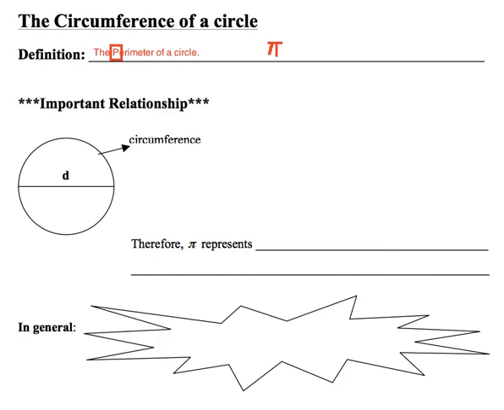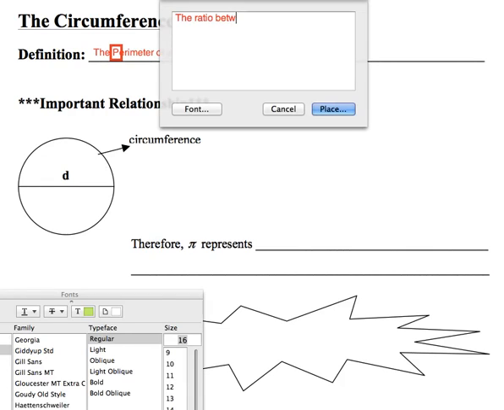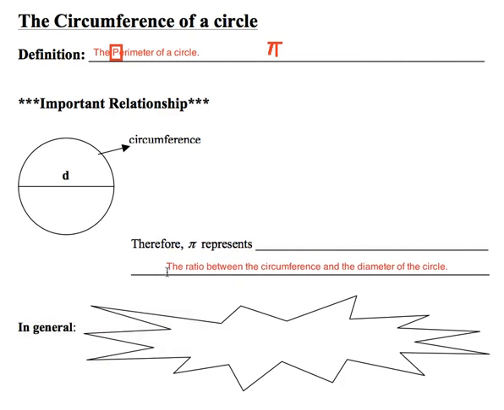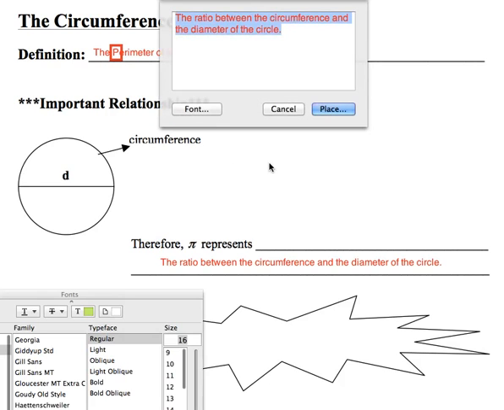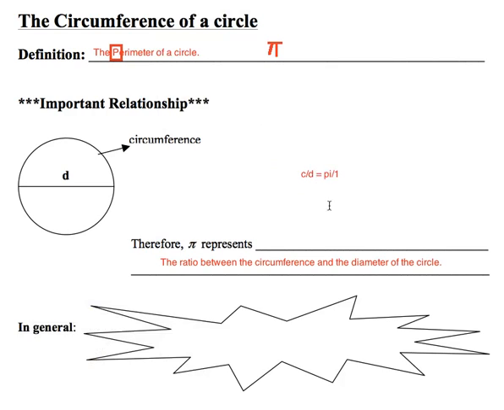So that pi number is just the ratio between the circumference and the diameter of the circle. Oops, let me make it show up here. The ratio between the circumference and the diameter of the circle. So if I want to know what the circumference is and I have the diameter, then I can think of it like this. Circumference over diameter equals pi over 1. All right. The circumference over the diameter equals pi over 1.